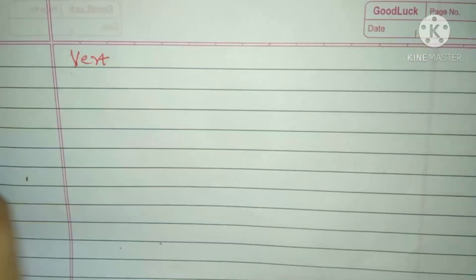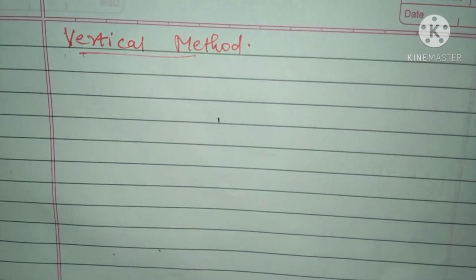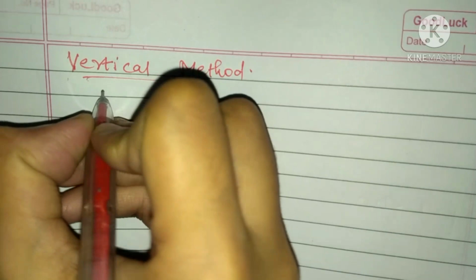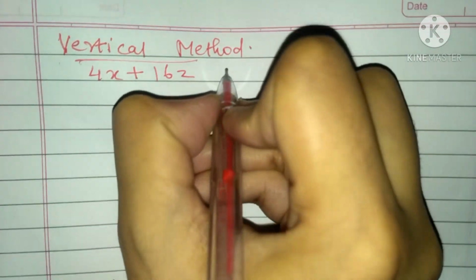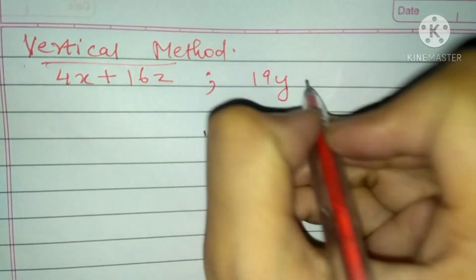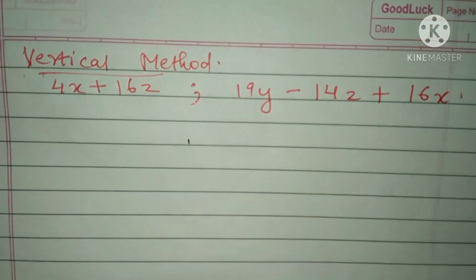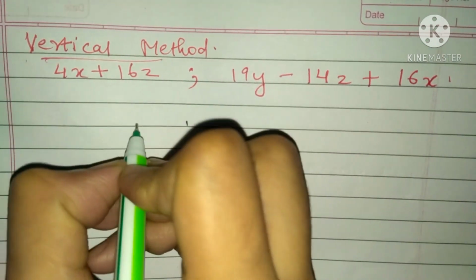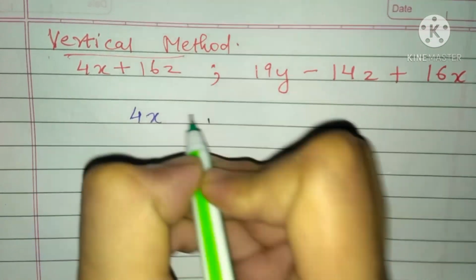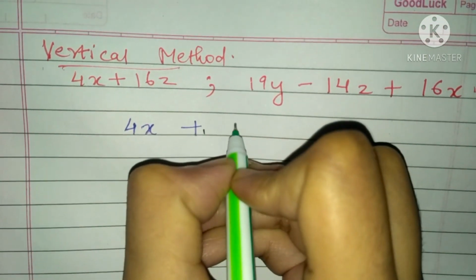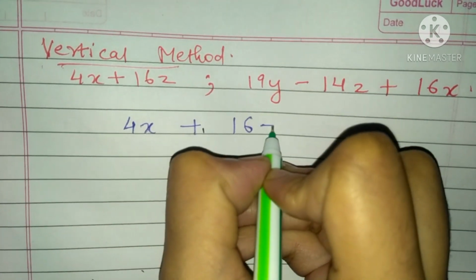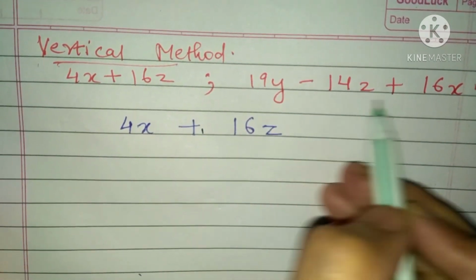Now we will see the vertical method of subtraction. How we will subtract by the vertical method. See, first let us write the question again. What was the question? 4x plus 16z, the first expression, and the second expression is what? 19y minus 14z plus 16x. So in the vertical method, first we will write the first expression, 4x plus 16z, then we will write the second expression, 19y.